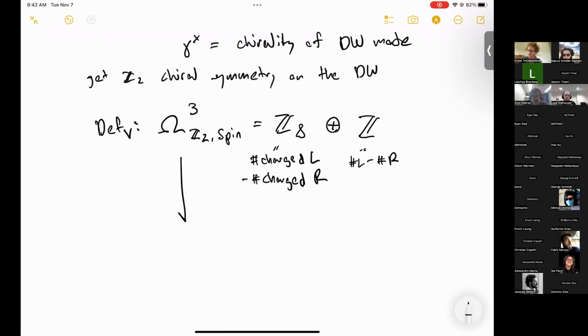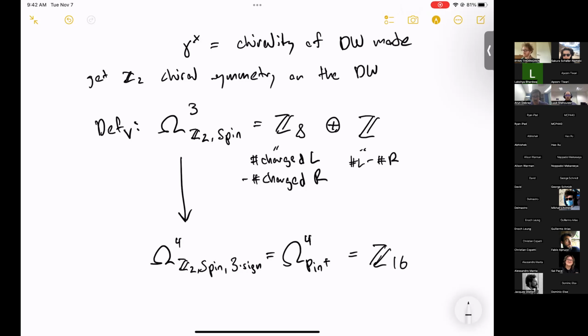And this is supposed to map to the parity anomaly, which, if you write it in all of the details, is a Z2 spin with a 3 times the sign representation twist. Or more succinctly, this is pin plus, which is a Z16 group. So what is this map?